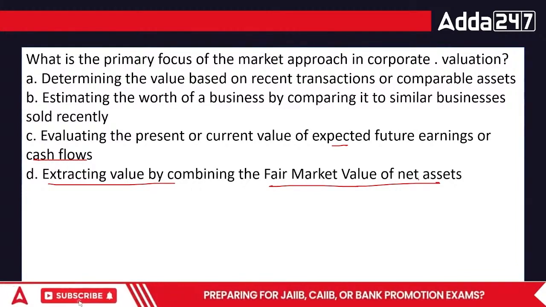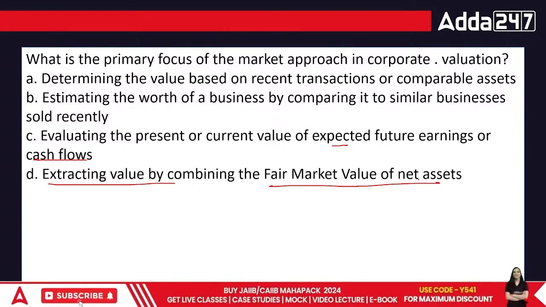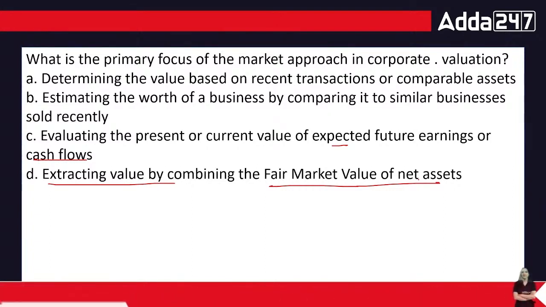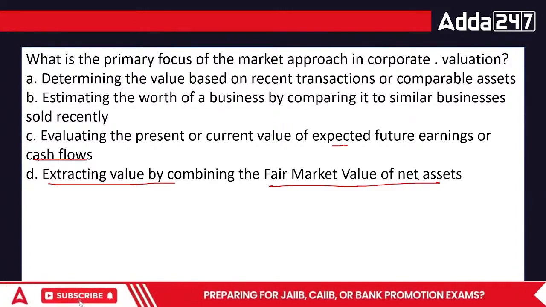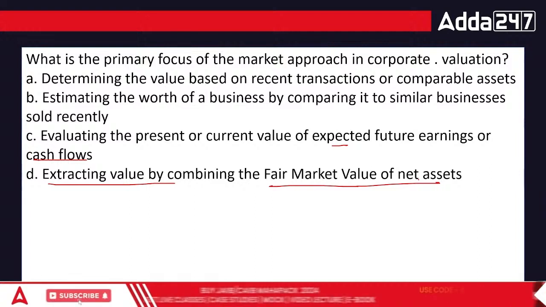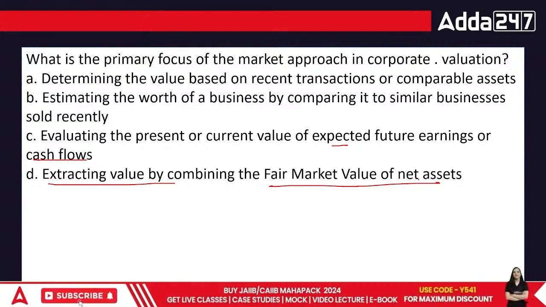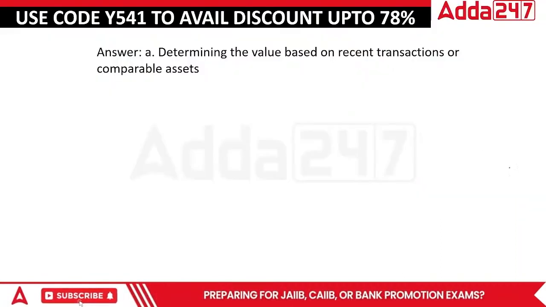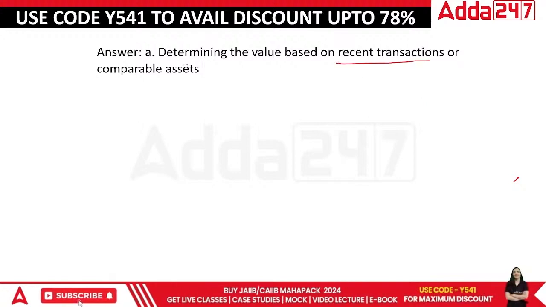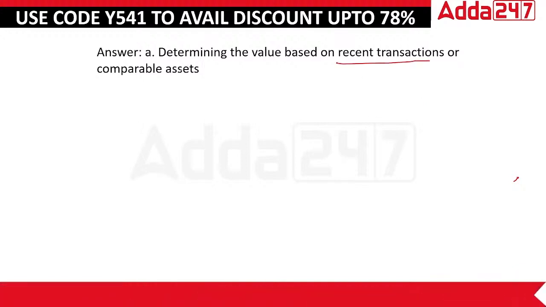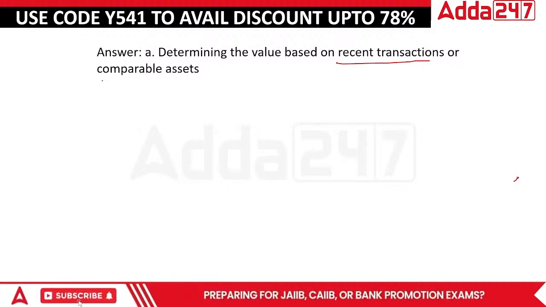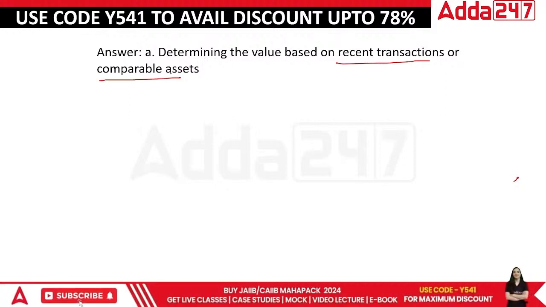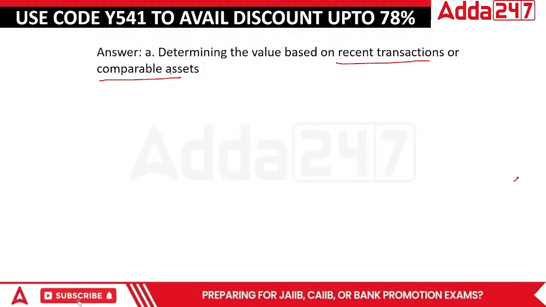What would be the point, everyone? Any ideas? What would be the answer? Chaliye, then let's try it out. The answer to this question is determining the value based upon recent transactions and comparable assets, because we want to know the value as per today. This is what we would like to know, because current is basically the current situation. So we would like to know things as per the current scenario, because market value is prevailing.